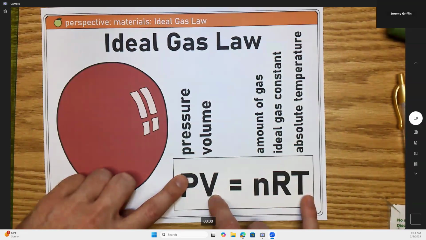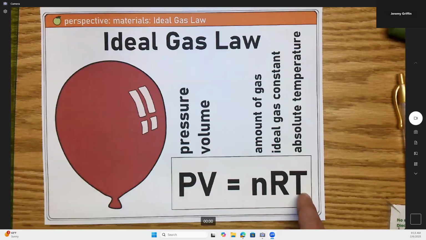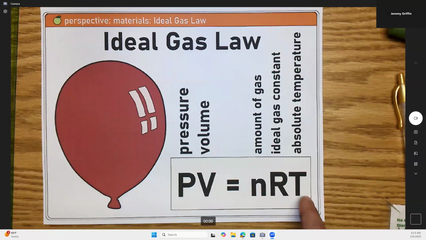Here's a little curveball question. See if you guys get this. If I go from 10 degrees Celsius to 20 degrees Celsius, is that doubling the temperature? No. Because I have to use Kelvin, right? I have to do an absolute scale because Celsius could go negative, but you don't really have a negative anything. So you have to use Kelvin for temperature.